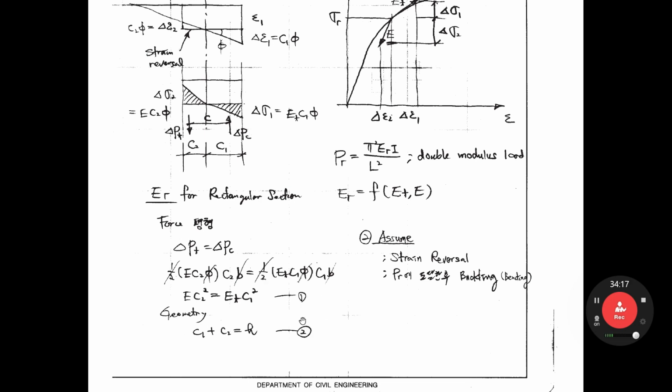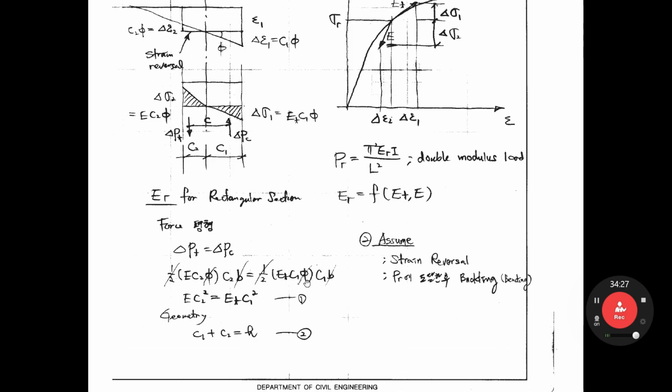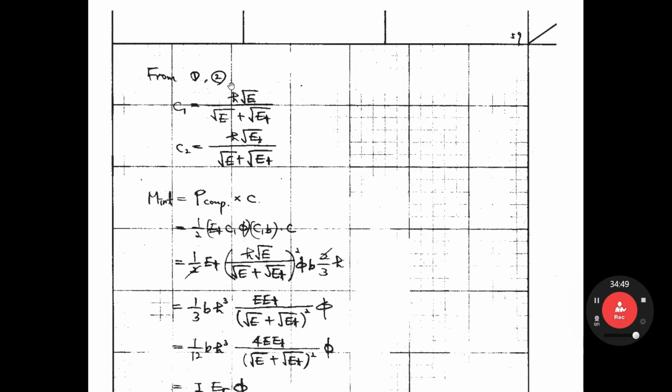Using these equations, we can get E_R for the rectangular section. From equations 1 and 2, the unknowns are C1 and C2. We know H, we know E, we know E_t. The tangent modulus we know graphically. So we have to get C1 and C2. We have two equations, so we can get C1 and C2 from equations 1 and 2.